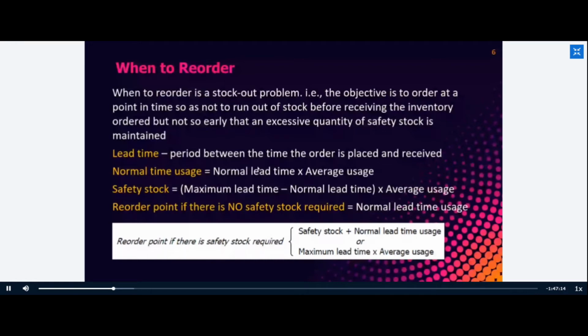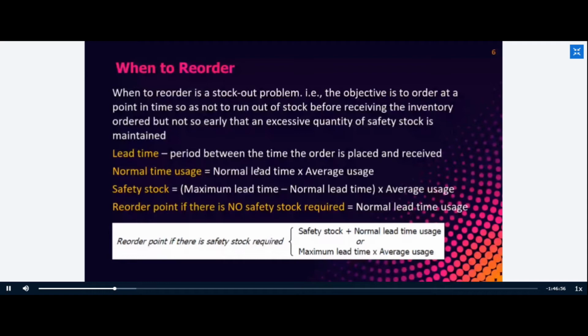Dahil nga dapat yun may benta na tayo, 'di ba? So, meron tayong nawawala, yung opportunity cost, 'no. So, that's for the benefit that we forgo, 'no, for not being able to sell. Okay, so that's safety stock.